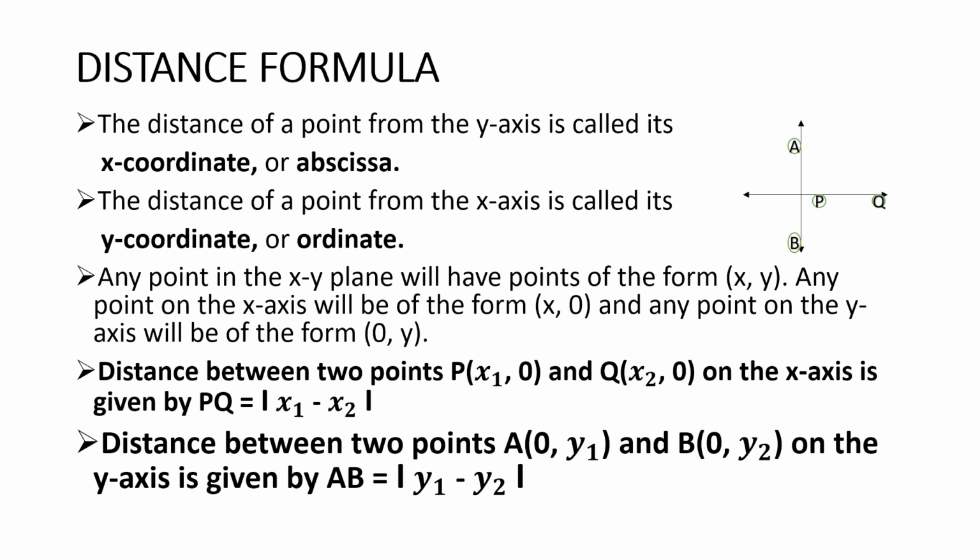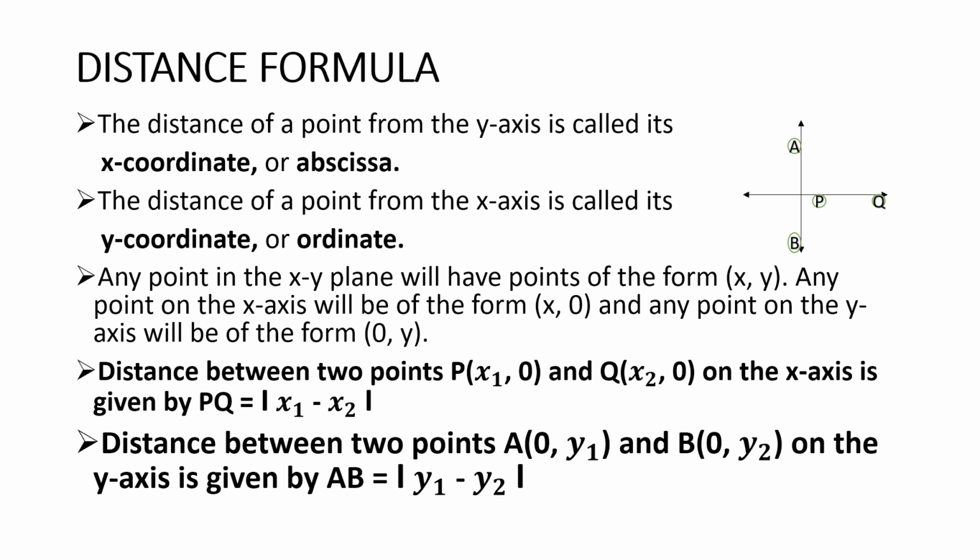Any point in the xy plane will have the points in the form of (x, y). Any point on the x-axis will be of the form (x, 0) because on the x-axis the y value will be 0. Similarly, any point on the y-axis will be of the form (0, y).